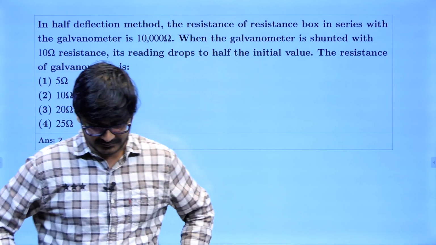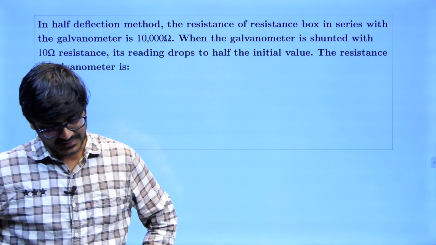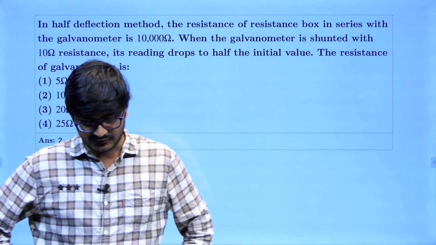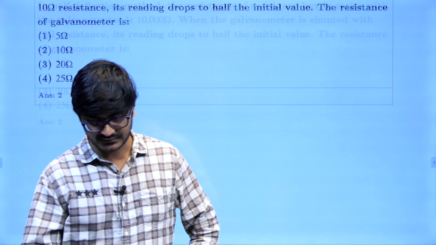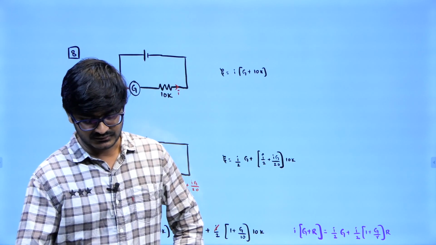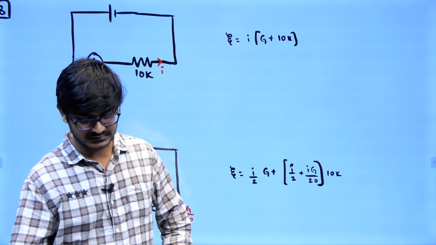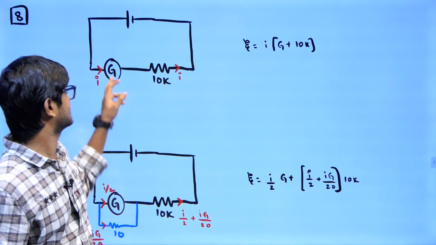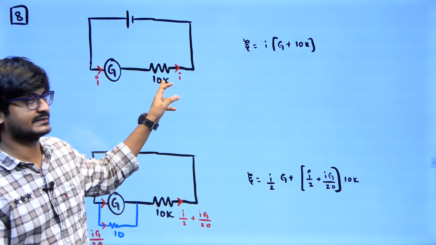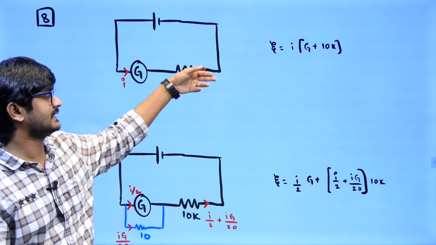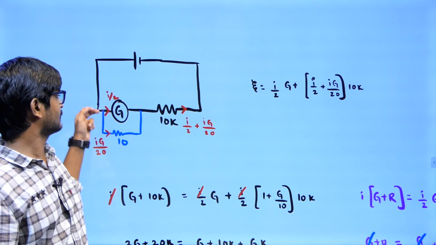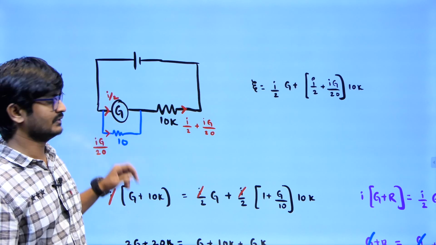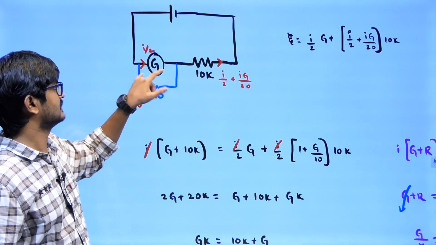In the half deflection method, the resistance of the resistance box in series with the galvanometer is 10,000 ohm. When the galvanometer is shunted with a 10 ohm resistance, its reading drops to half the initial value. What is the resistance of the galvanometer? These are the two given cases. In the first case there is a galvanometer and a very high resistance connected in series. Let me say this current is I. In the next case you are connecting some 10 ohm in parallel, and now the current in the galvanometer is I by 2.